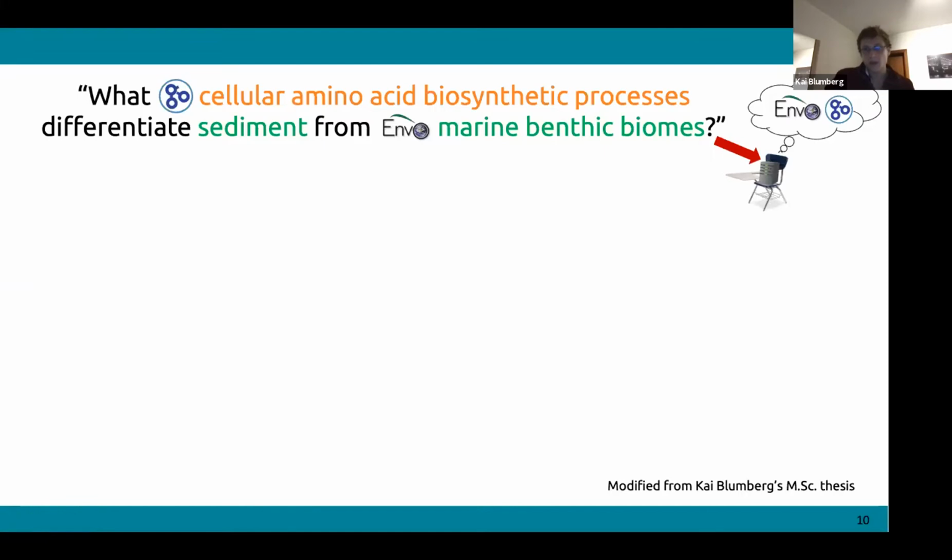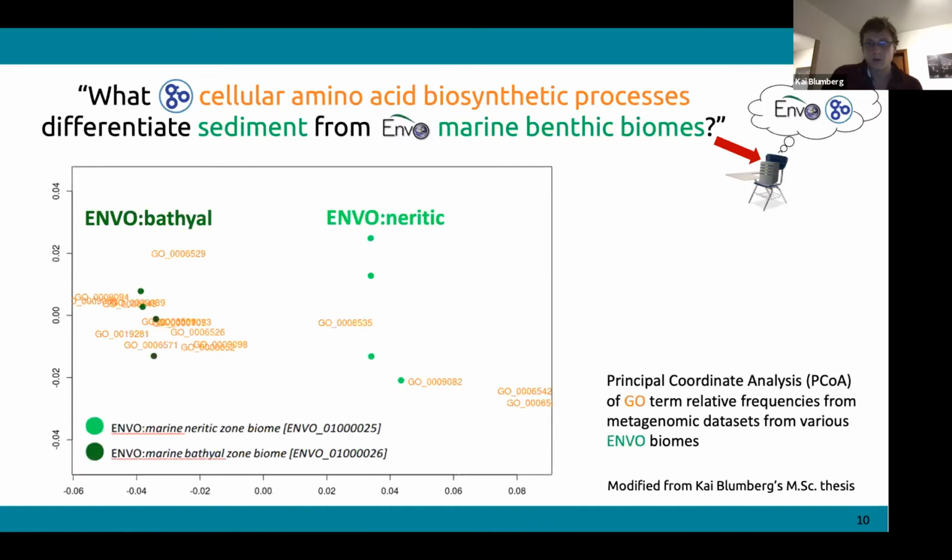And so that allows us to ask questions like, sorry, I used a different example before, but what cellular amino acid biosynthesis processes differentiate sediment from different marine benthic biomes. And so we go from very complicated genomic information, subsample using the Gene Ontology, and get back a smaller set of terms that we can actually analyze and maybe see what the differentia are.